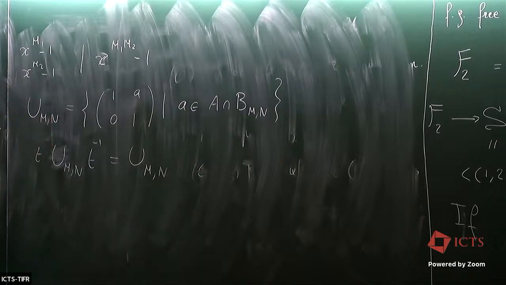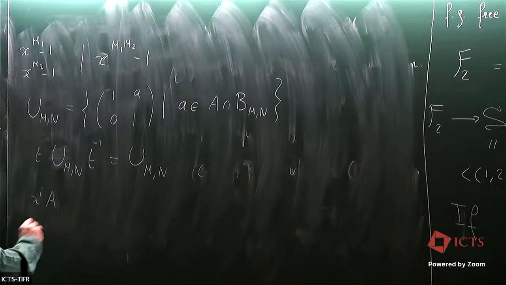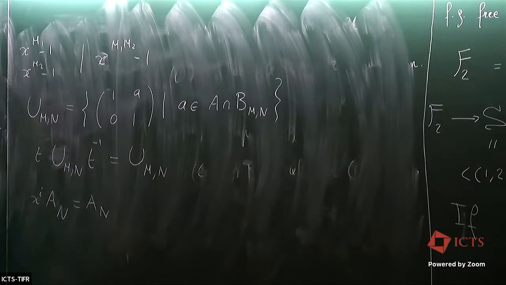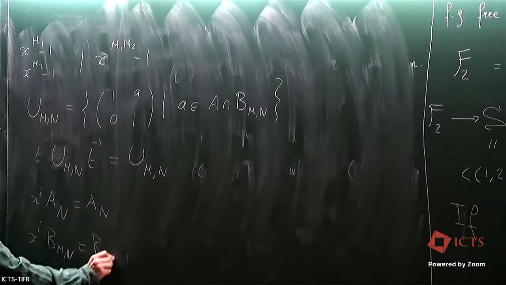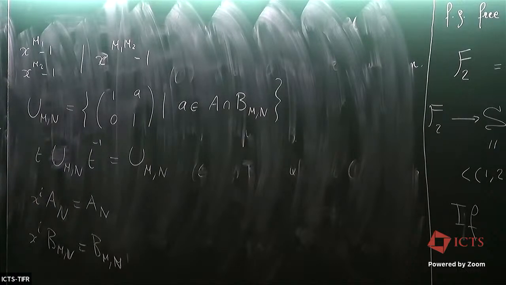This follows from the fact that ξ·A_{M,N} is always A_{M,N}, and so ξ·B_{M,N} is always equal to B_{M,N}. Multiplying by a monomial does not increase the number of terms.